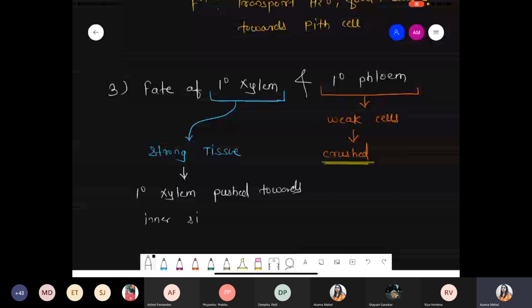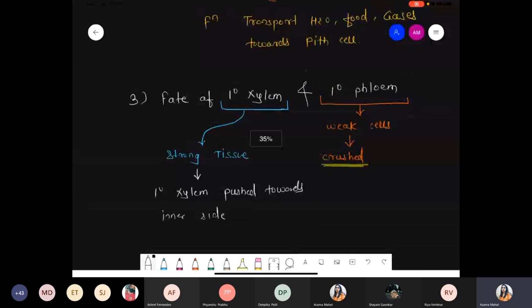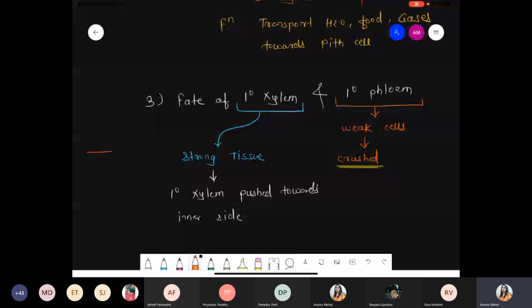They push towards the inner side. So just again, I'm talking about, we'll draw the simple structure. Suppose this is the vascular cambium, V cambium, right? Now what happened exactly below the vascular cambium? Here the secondary xylem will be present, right?